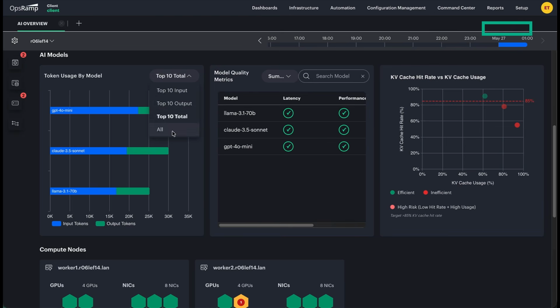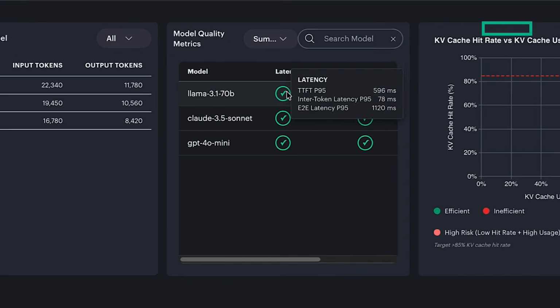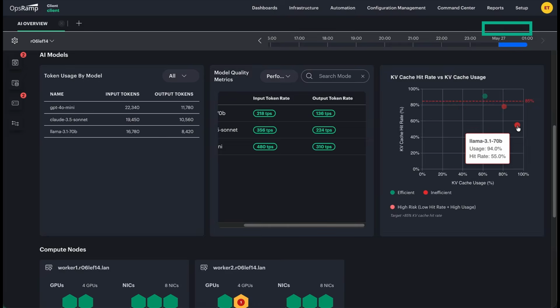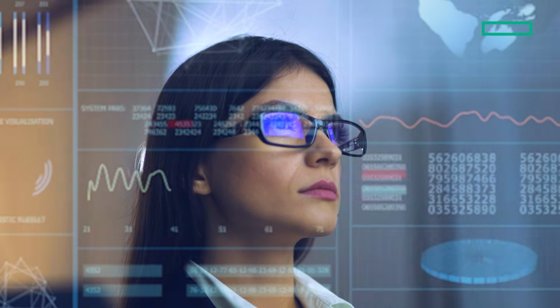At the model level, teams gain deeper insight into latency, throughput, token utilization, and technologies such as KV cache, helping them understand not only whether a model is healthy, but whether it is operating efficiently. But AI performance is never just about the model.